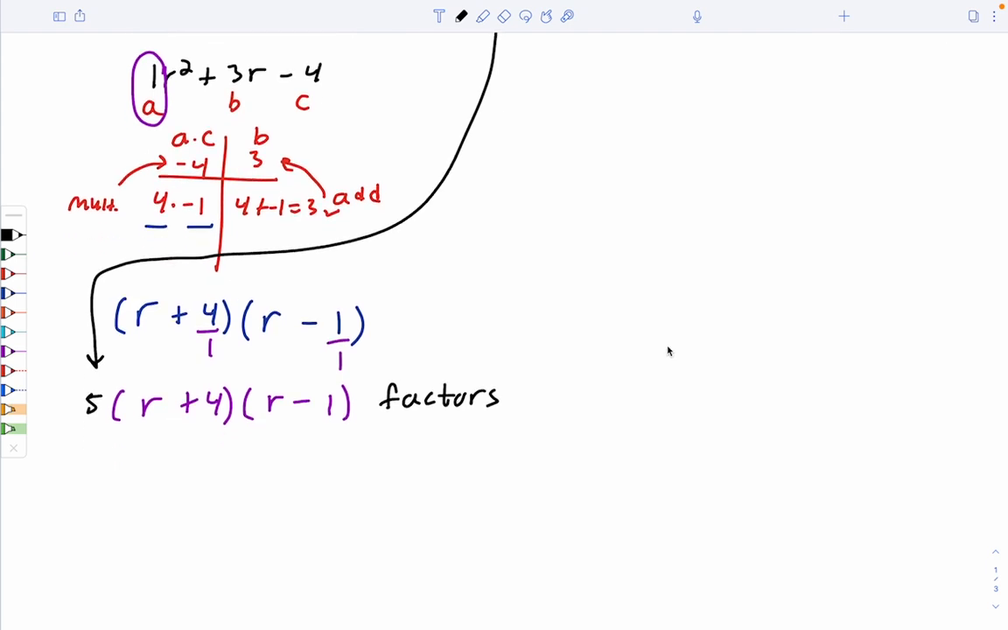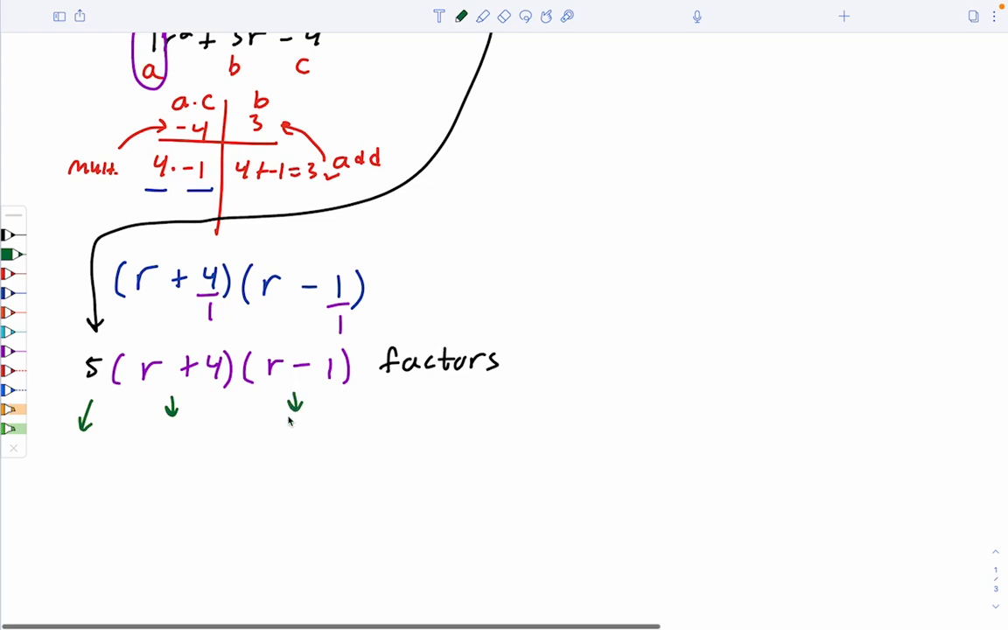Now, in this case, it wants us to find the factors, but it also wants us to solve. So does anybody remember what you do with factors to get solutions? Okay, so once you have the factors, you then just take each factor, and you set them each equal to 0.